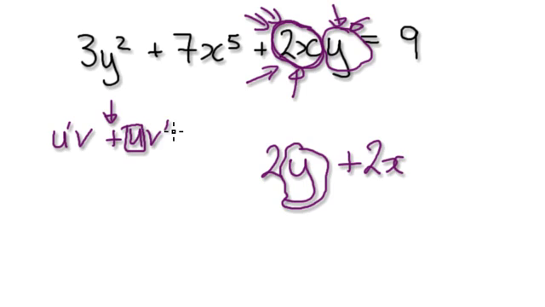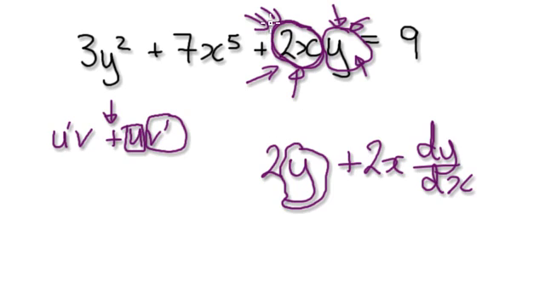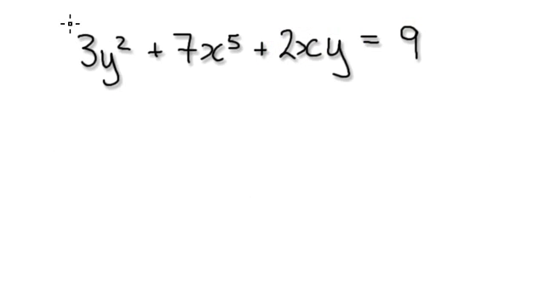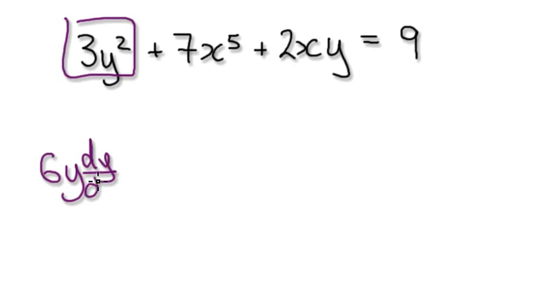Keep the 2x the same, and then differentiate the v here, if you like. Here you've only got one y, so when you differentiate it you only get 1, but we don't bother putting the 1. But don't forget, because it's y here, you've got to stick in dy by dx as well. And then the 9, when you differentiate it with respect to x, it will be 0. So looking at this part here, it would be 6y dy by dx, and then this bit would be 35x to the power 4.